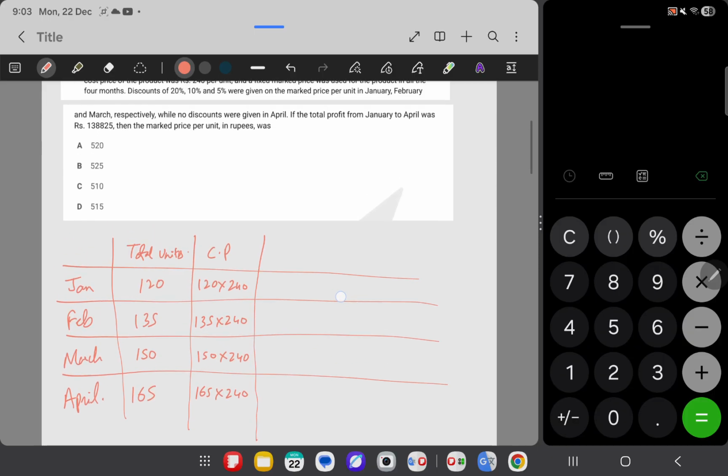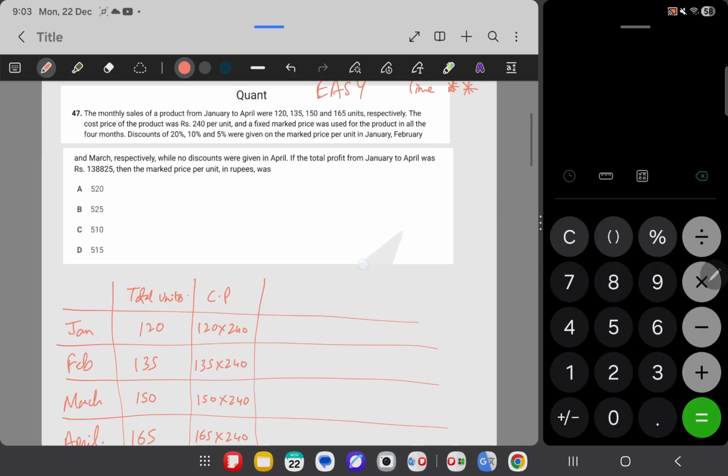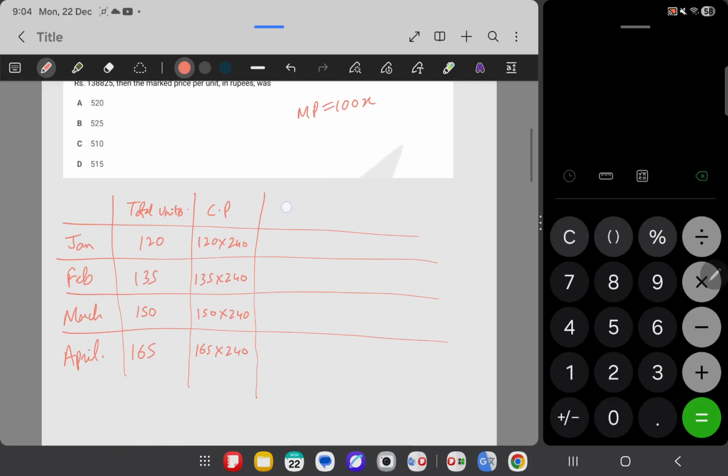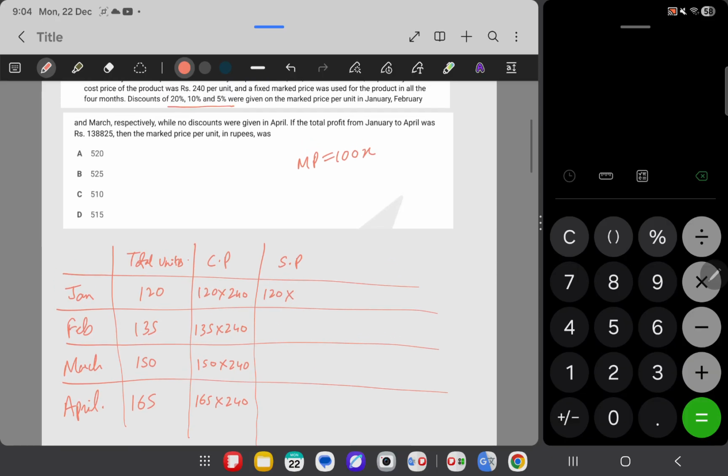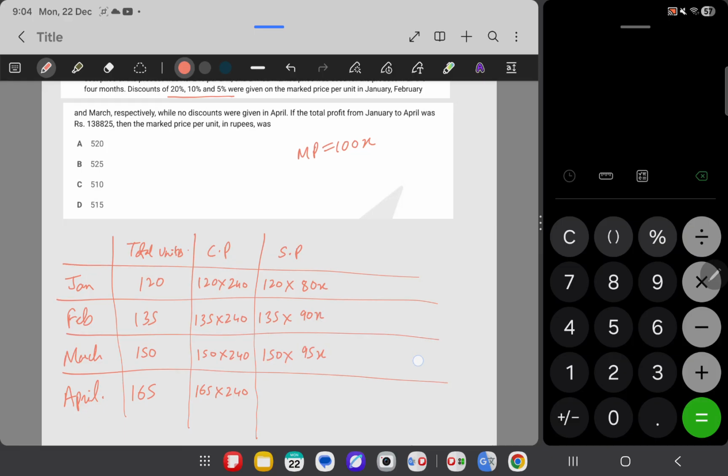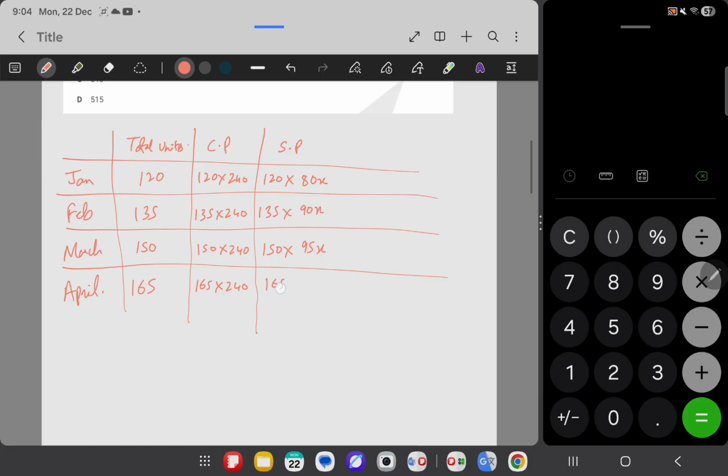Okay, and now we need the selling price. So I am assuming marked price to be 100x to ease the calculation, and along with these discounts we will write the selling price. So the selling price would be number of units into the selling price. So discount was 20%. So that means 80x. Here it will be 135 into 90x. It will be 150 into 95x, and it will be 165 into 100x because no discount.